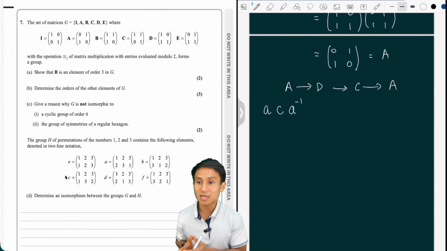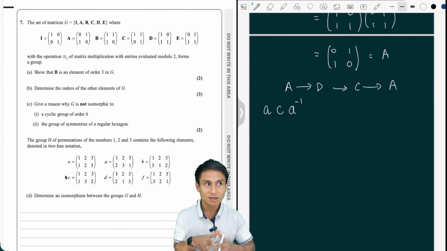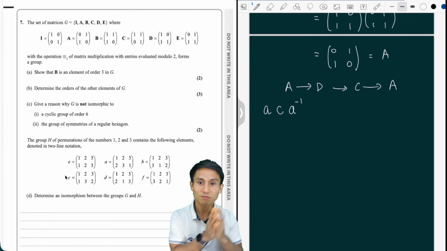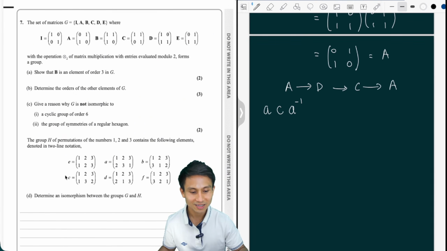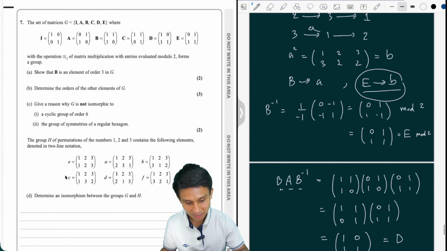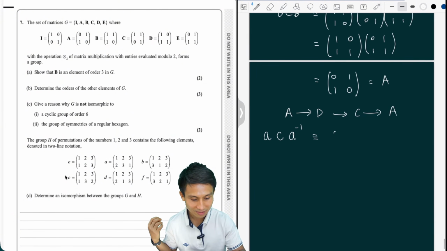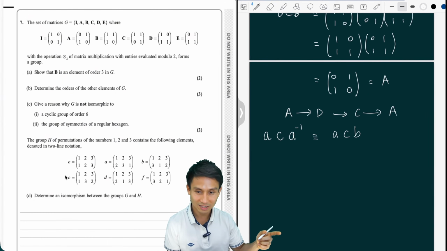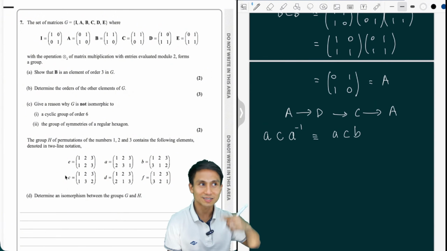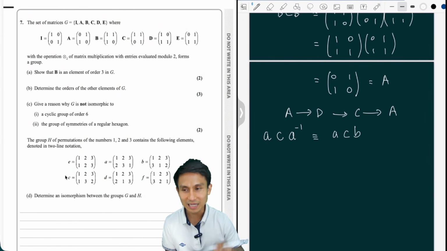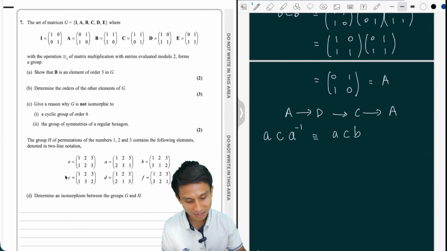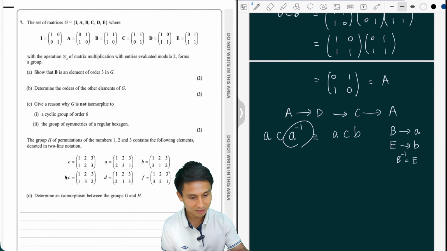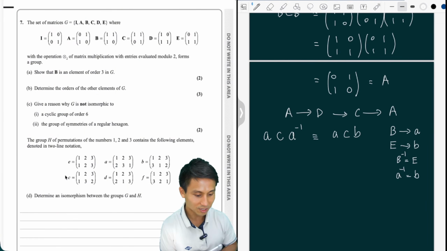But we also know that matrix B from the group G, when we invert matrix B, we get matrix E, where matrix E is also mapped to permutation B. So this is the same as A, C, B, because A inverse in permutation is just B. Matrix B inverse is the same as matrix E, and we mapped matrix E to permutation B. We map matrix B to permutation A, and matrix E to permutation B, and because B inverse equals E, that means A inverse is going to be equal to B as well.